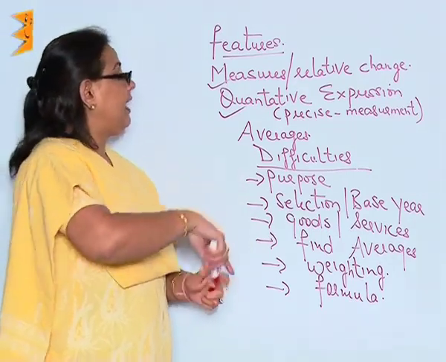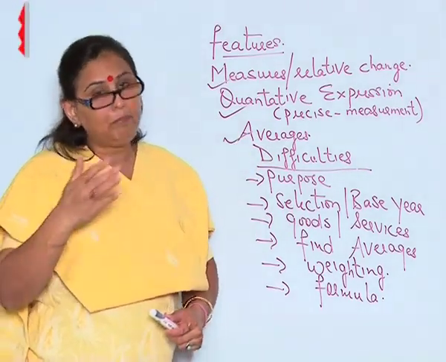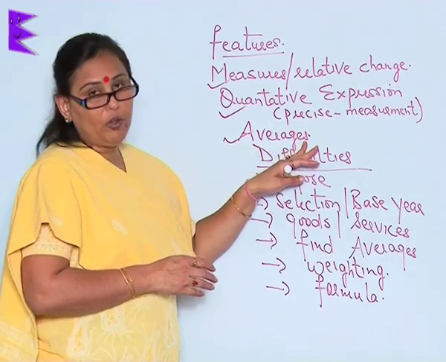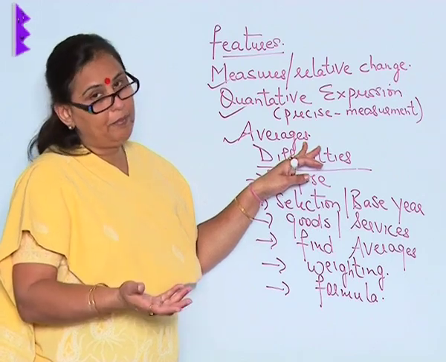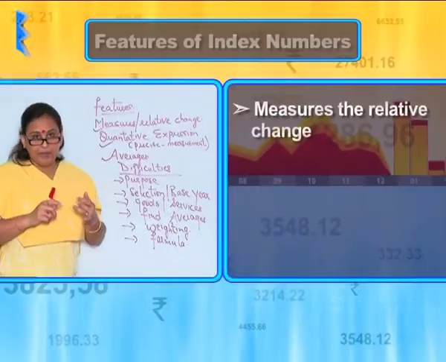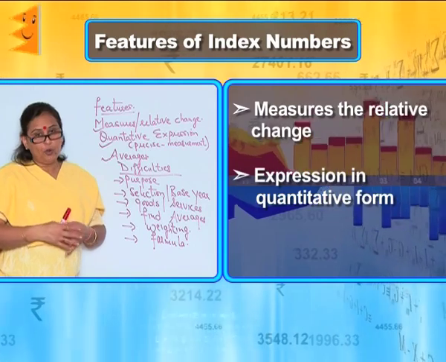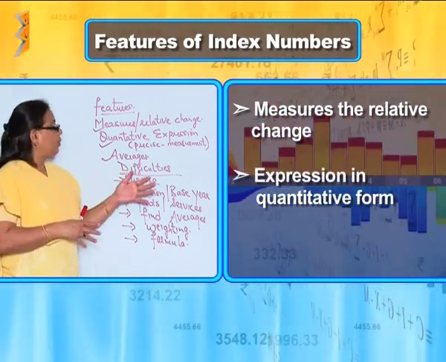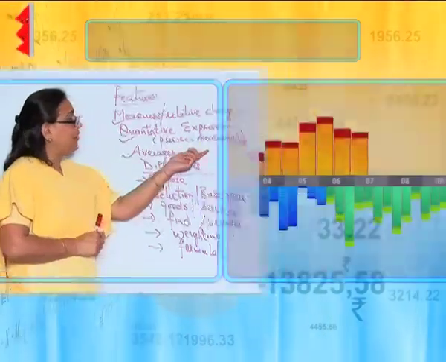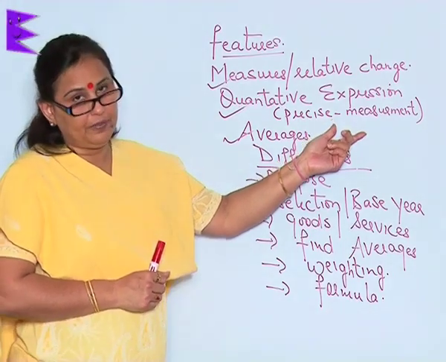The next is that this gives us the averages of all the sums that we have. Thus, when we have the average rise or fall, we can formulate our policies accordingly. Thus, the features are that it measures the relative change, it is an expression in quantitative form, and it also gives us an idea in averages. This is all that you already know from when we understood the price index through illustration.